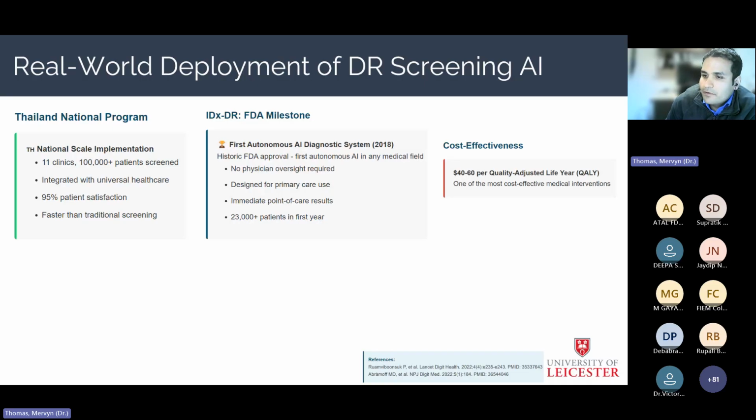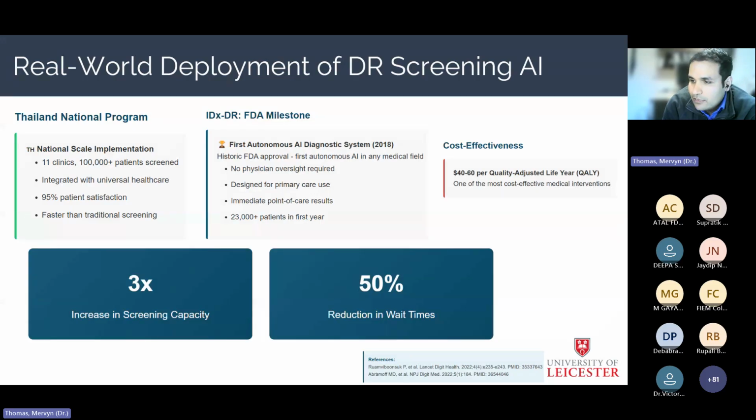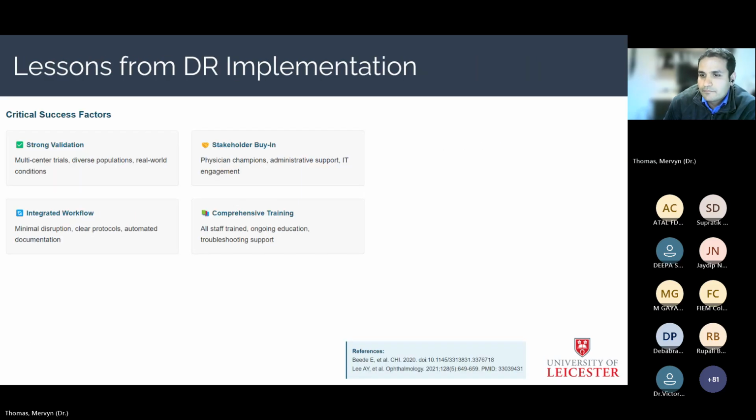And what is the impact from that? A 3 times increase in screening capacity and potentially 50% reduction in wait times. And the great thing about the IDX-DR is that you can go from an image to a result within less than 60 seconds.